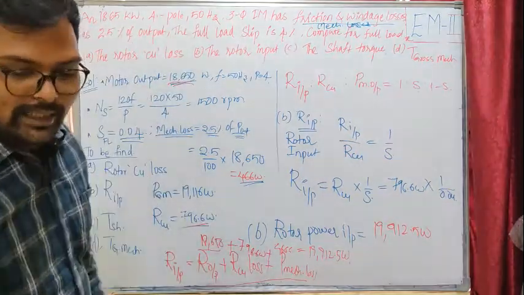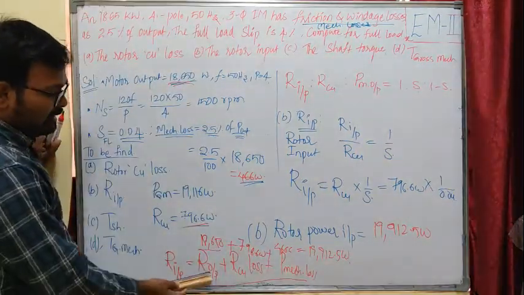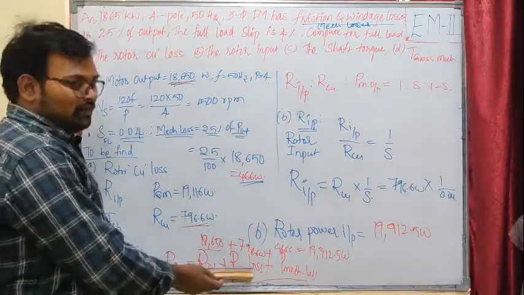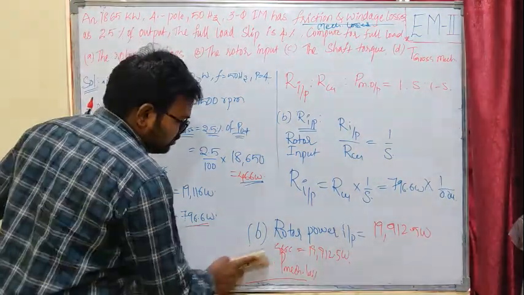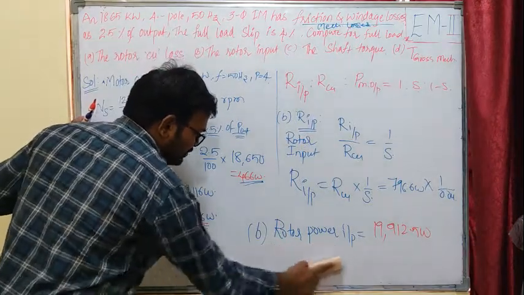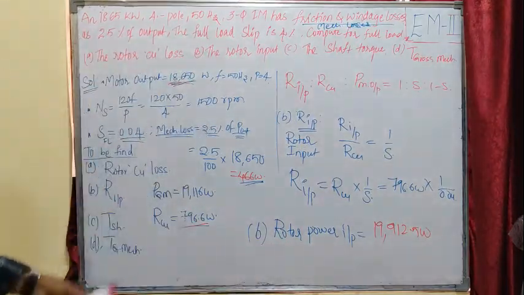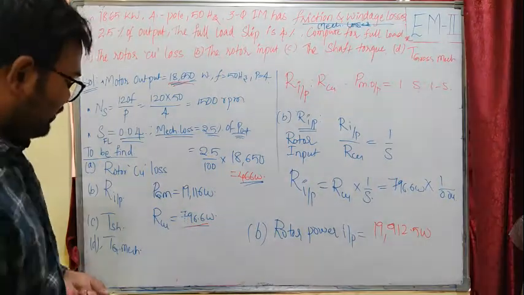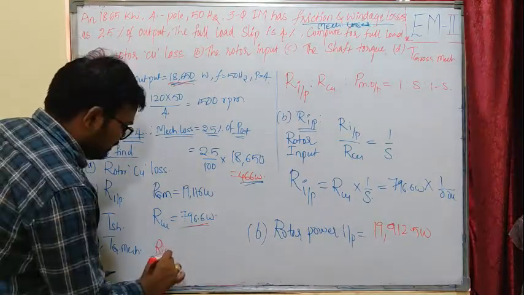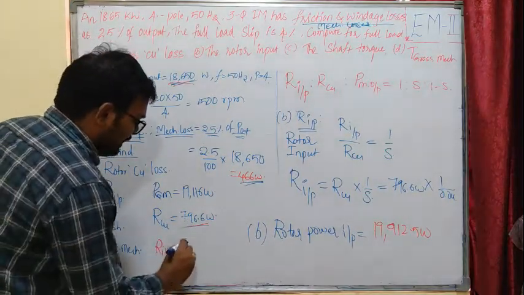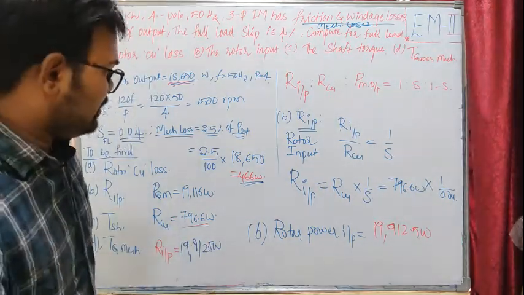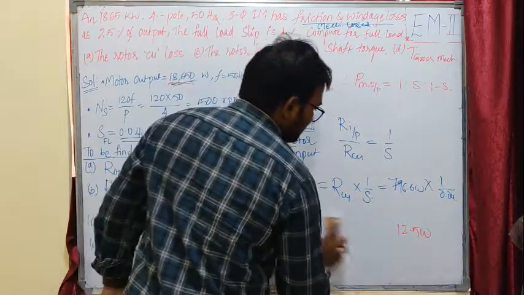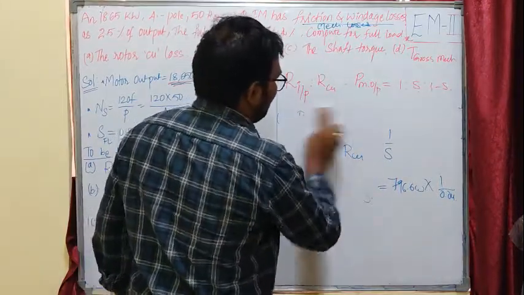So rotor input is supplying the rotor output, rotor copper loss and rotor mechanical losses. Input should be equal to output plus mechanical losses plus copper loss. So this is my second answer: rotor input is equal to 19,912.5 watts. Now let us see the third option, that is shaft torque.